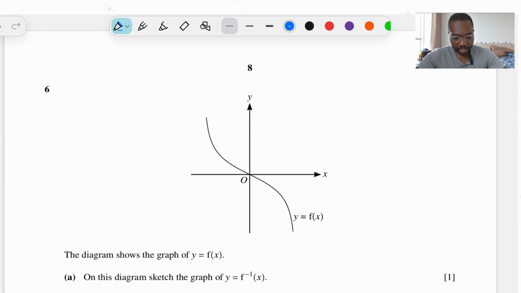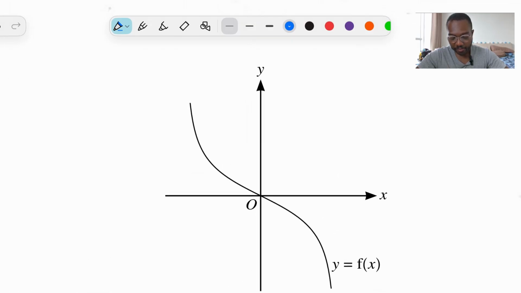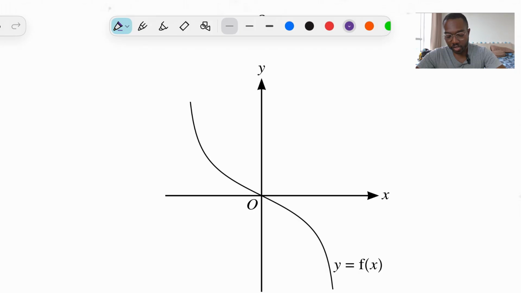So for 6a, this diagram shows a graph of y equals f of x, and on this diagram, we need to sketch the graph of y equals f of minus 1 of x. So what is f of minus 1 of x? Well, that's just the inverse of f of x. And when we deal with the inverse of f of x, that is going to be a reflection in the y equals x line. So what would that look like? With a reflection in the y equals x line, think of everything being flipped in that y equals x line.